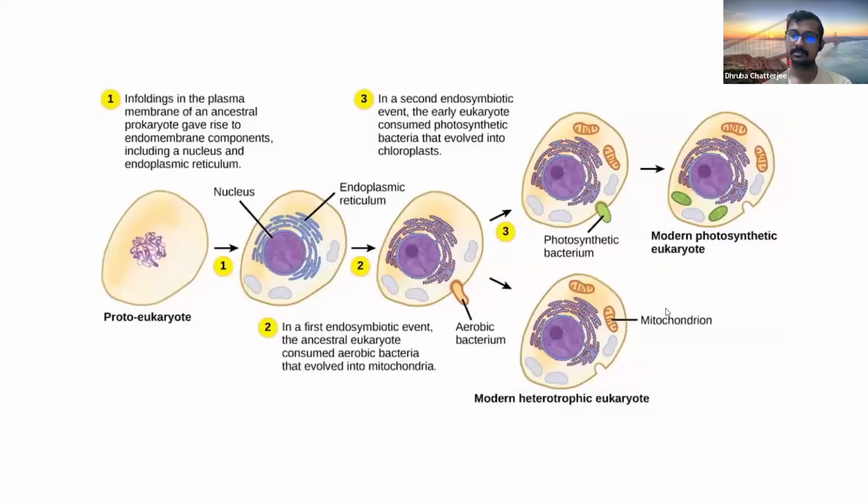So that's the endosymbiotic model of evolution of the modern photosynthetic eukaryote, having both the mitochondria and the chloroplast, and the modern heterotrophic eukaryote having just the mitochondria, as a result of coevolution with the aerobic bacteria.